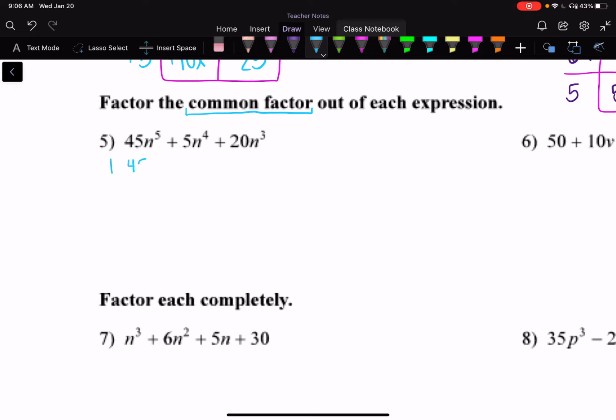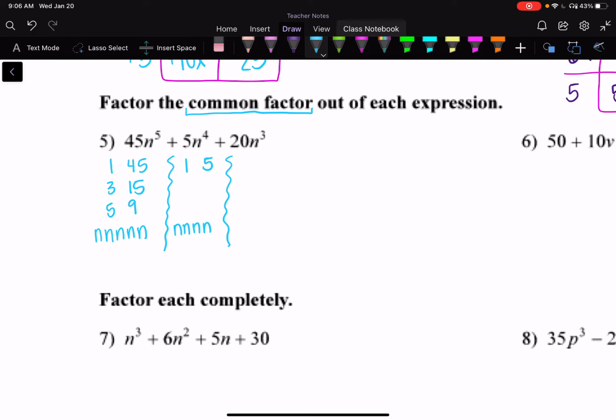So I have 1 and 45, 3 and 15, 5 and 9, and that is all of my factor pairs. And remember, I also have 5 n's. I'm going to do the same thing with 5n to the 4th. My only factors of 5 are 1 and 5, and I have 4 n's.